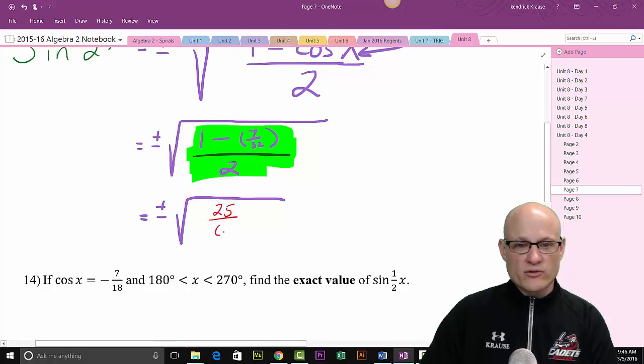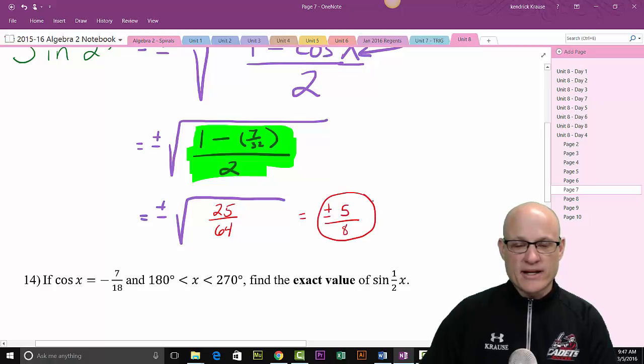2 is equal to 25 over 64. So it's equal to 25 over 64. Okay, so really this is plus or minus the square root of 25 over 64. The square root of 25 is 5, and the square root of 64 is 8. So what I have here is plus or minus 5/8.